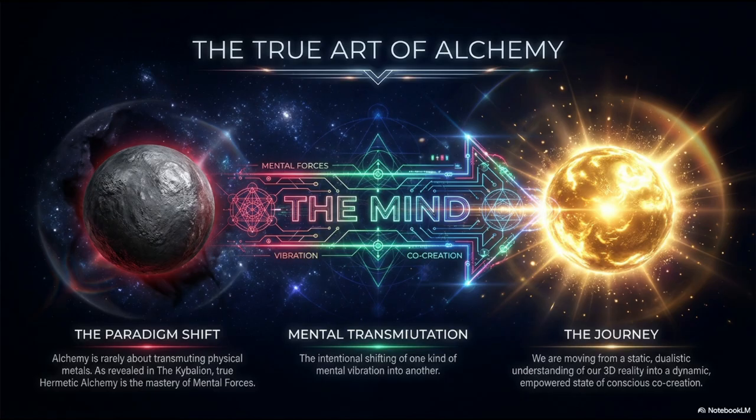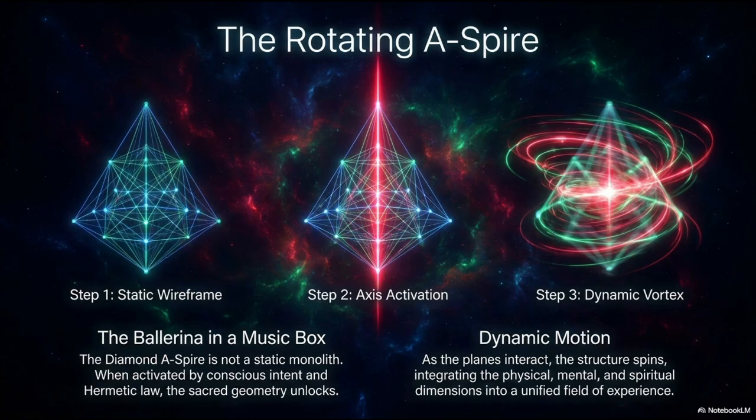It stops being a flat, static, two-dimensional diagram drawn on a piece of paper. It springs into three-dimensional motion. The text describes it: imagine drawing that diamond, but then grabbing the top and bottom points and spinning it. The visualization they use is a rotating ballerina in a music box. I love that. It's a beautiful image because it perfectly describes the energetic reality.